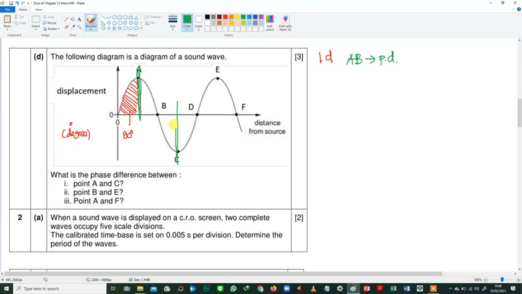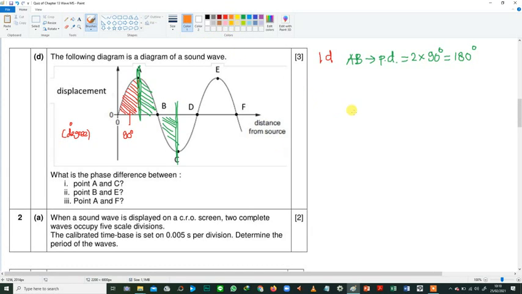This is the end. So look how many sections? 1 and 2. So we have 2 sections for this. So it means 2 times 1 section is 90 degree. Alright, so it's gonna be 180 degree. That is for AB.